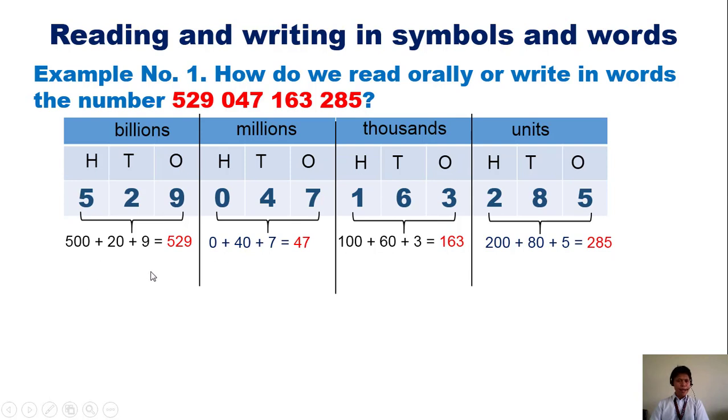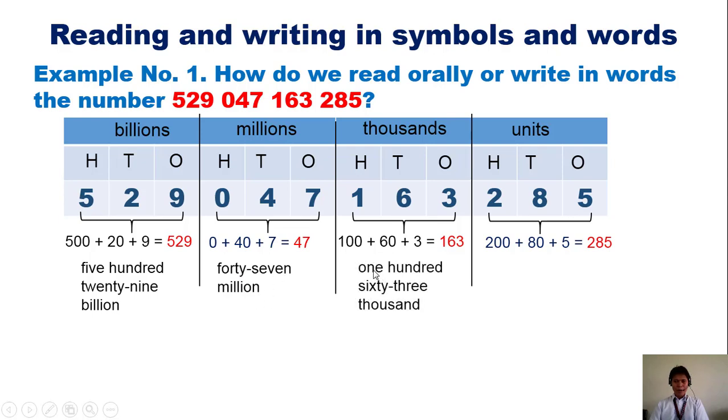So that's very basic. Moving on, since 529 belongs to the billions period, we are going to include the word billion. We have 529 billion. If you are going to write this in words, this is the proper way of writing this period. Okay, and we have 47 million. Next, we have 163 thousand. And for the units part, you don't need to include the word units. So you just write 285.